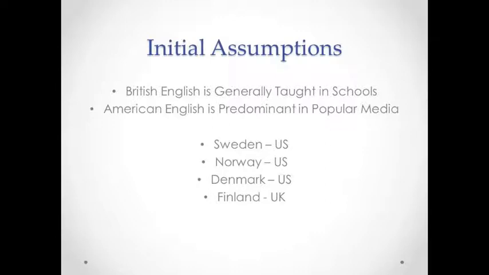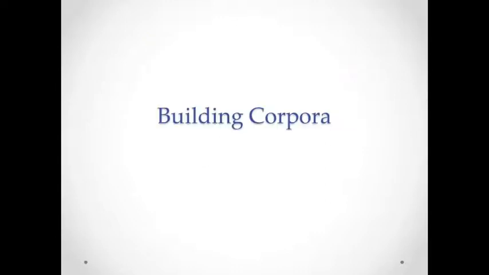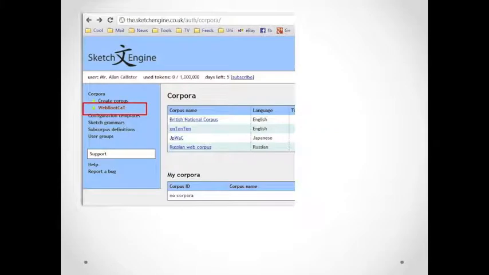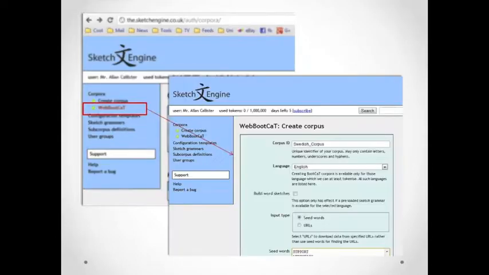The corpus that I used was built using Sketch Engine, which is a website for building and using corpora. The tool used is something called WebBootcat, which is a link on the left-hand side of the main page once you've registered with Sketch Engine. This allows you to give your corpus a name, select the language for the pages that you will use to build up the corpus, and then you can give some seed words so that a search engine can be used to generate the corpus.